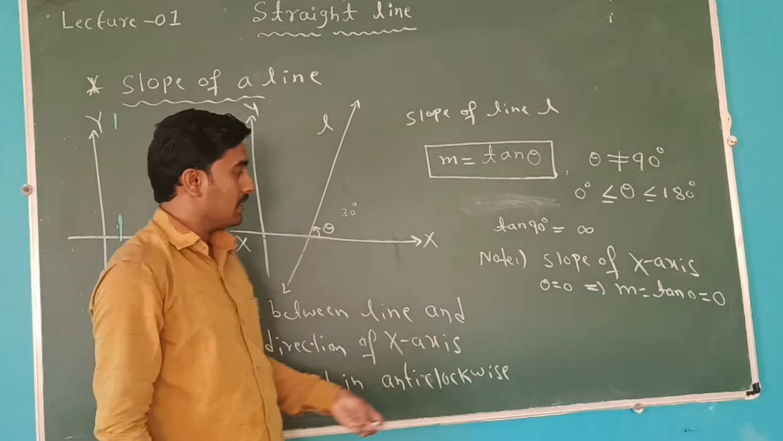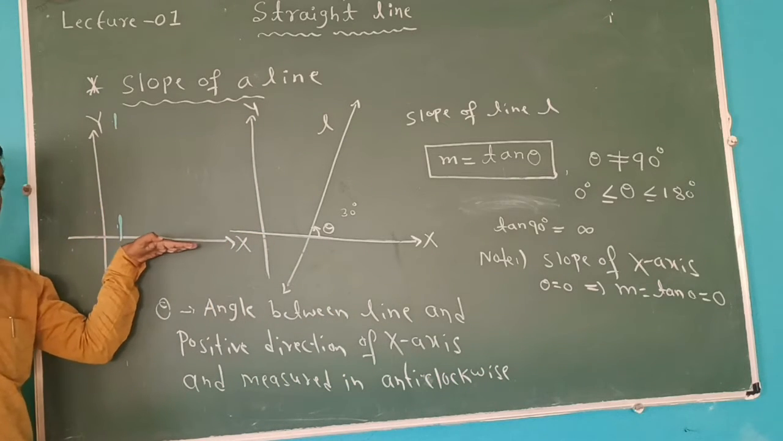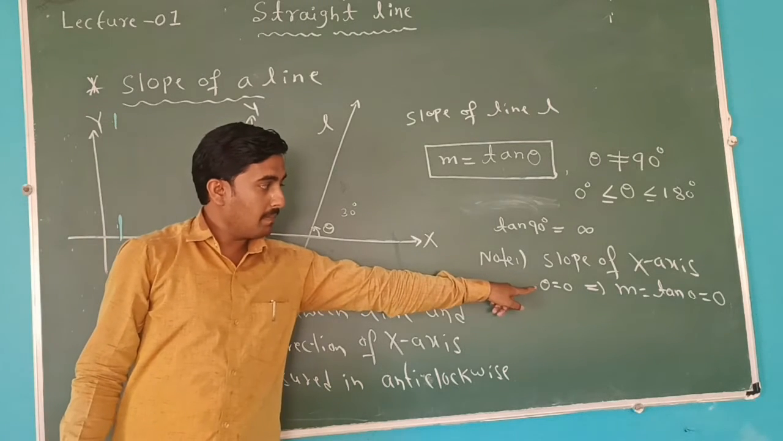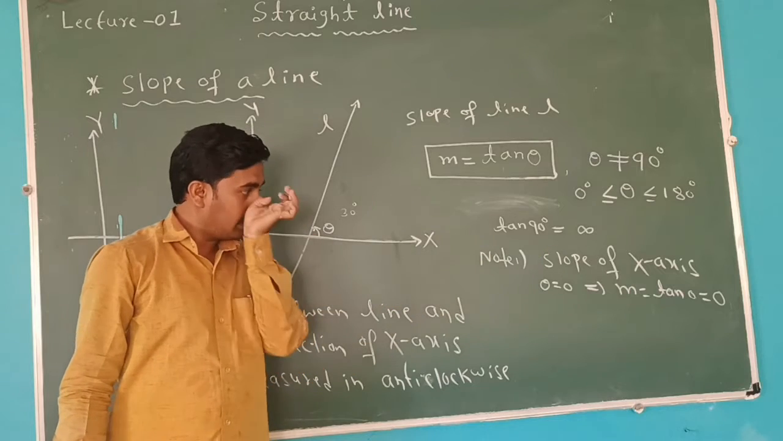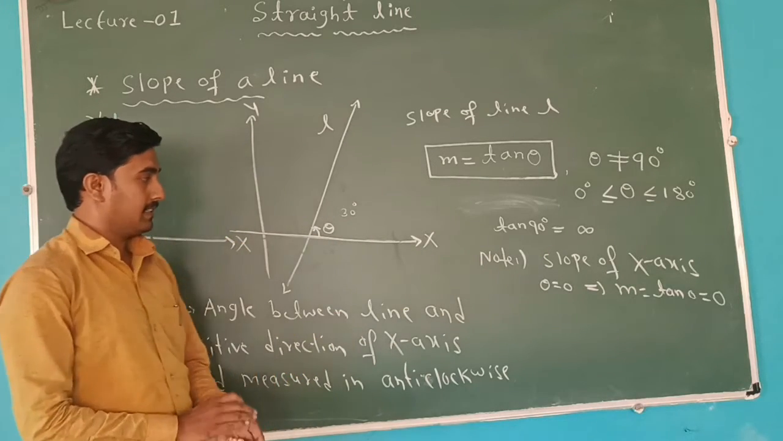Therefore m equal to tan 0 degrees, which is 0. Tan 0 is 0. This is the slope of the x-axis.